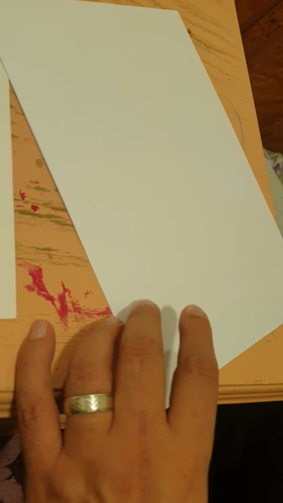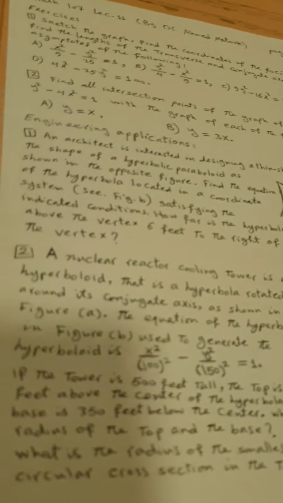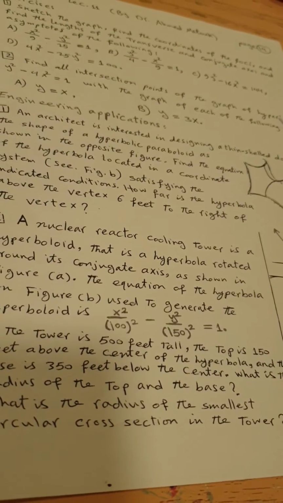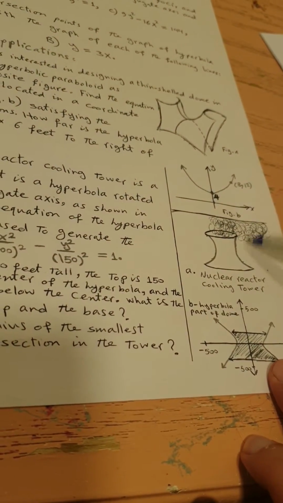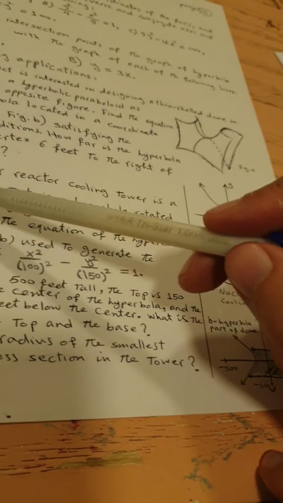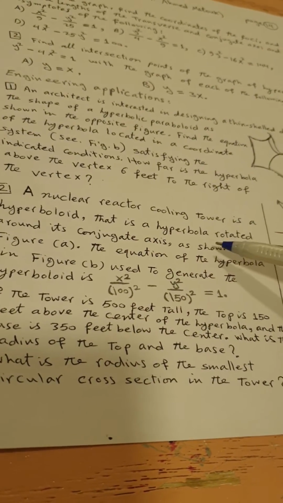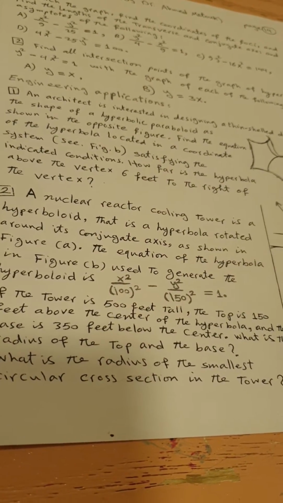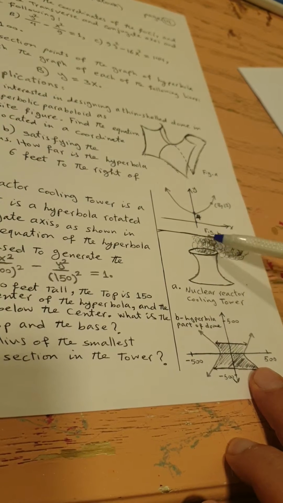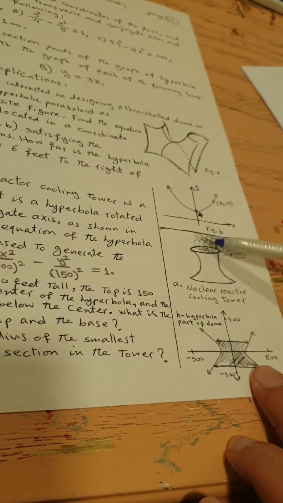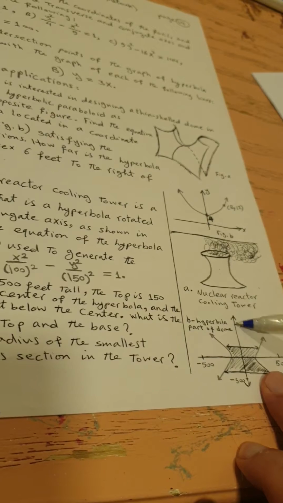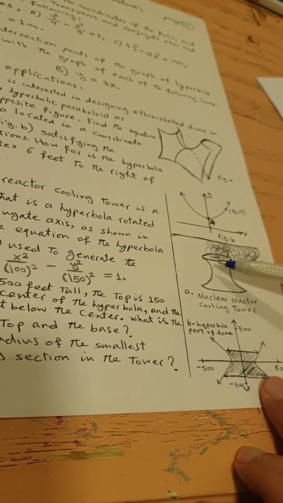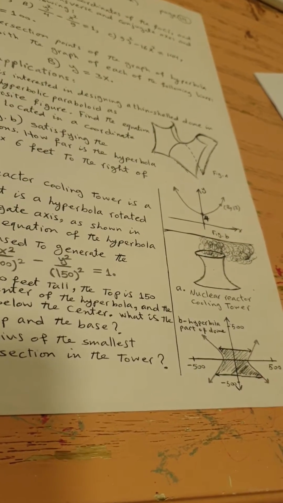The second problem: a nuclear reactor cooling tower. This is the nuclear reactor cooling tower. It is a hyperboloid, that is, a hyperbola rotated around its conjugate axis. This means that if a hyperbola is rotated about the conjugate axis, which lies here on the y-axis, we can obtain this hyperboloid shape.